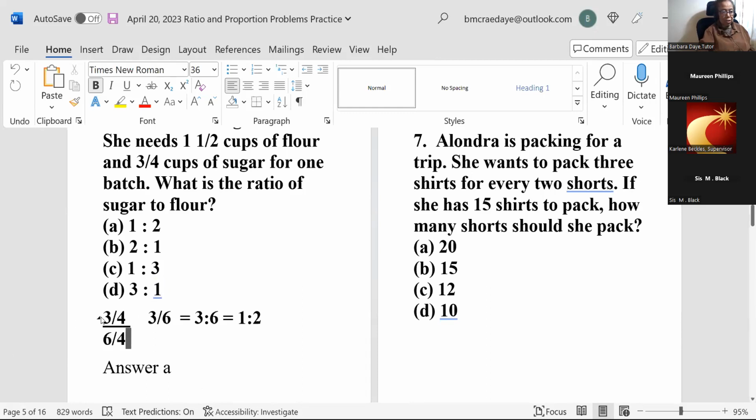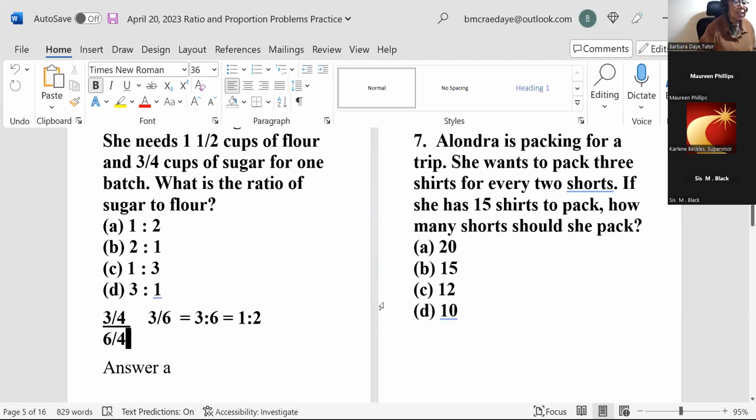In other words, 3 over 4 over 6 over 4 can be written as 3 over 6 because in terms of comparison, the denominators are the same. So my ratio will be the same. And then 3 into 6 is 2, and 3 into 3 is 1, so I get 1 to 2.